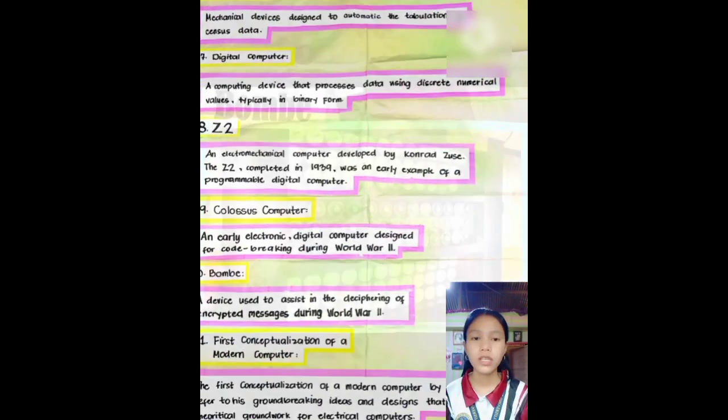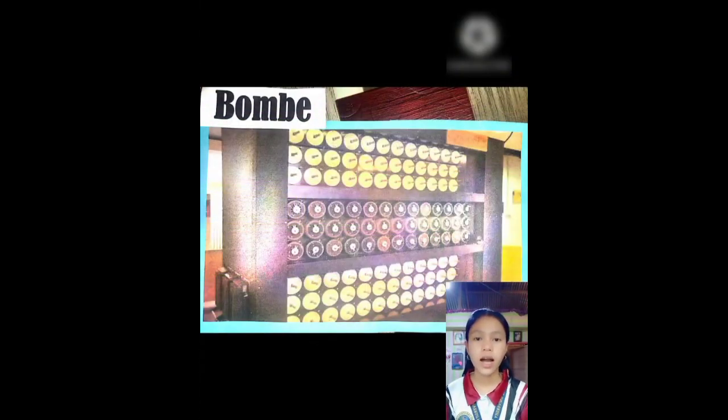Around the same time, British mathematician Alan Turing invented the Bombe. The Bombe is a device used to assist in deciphering encrypted messages during World War II. It was invented by British mathematician Alan Turing. This machine decrypted messages from the German Enigma machine. The Bombe is an important machine used to decode secret messages sent by the generals using the Enigma machine in World War II.